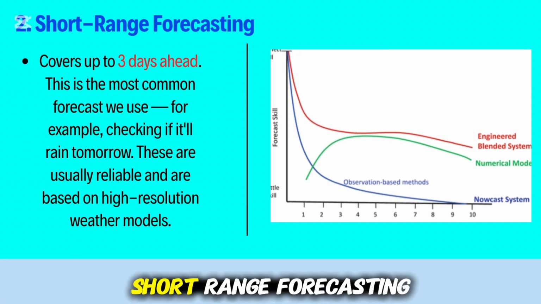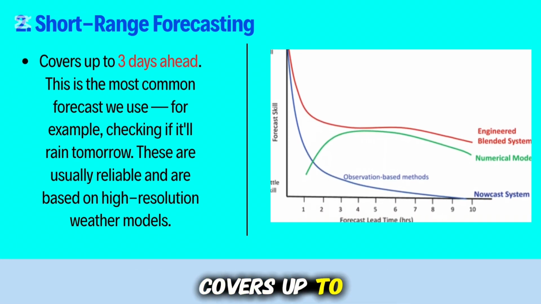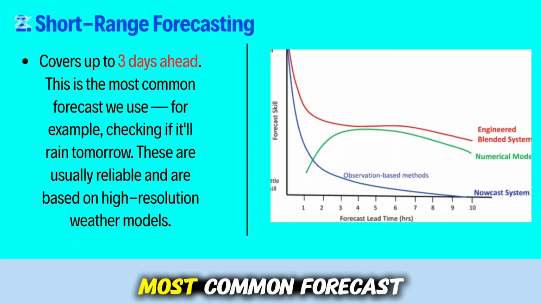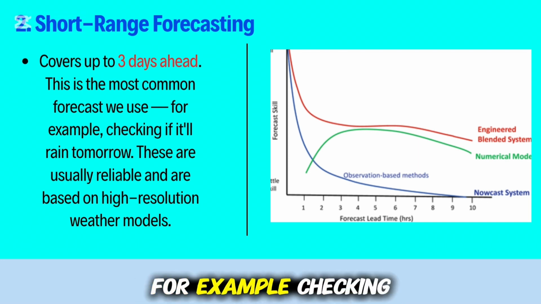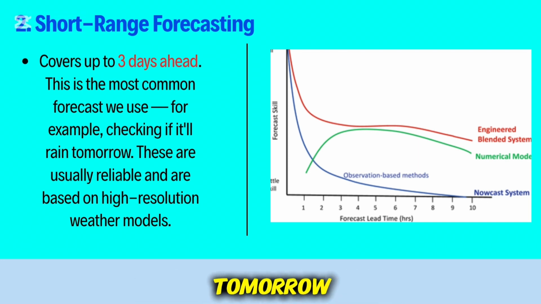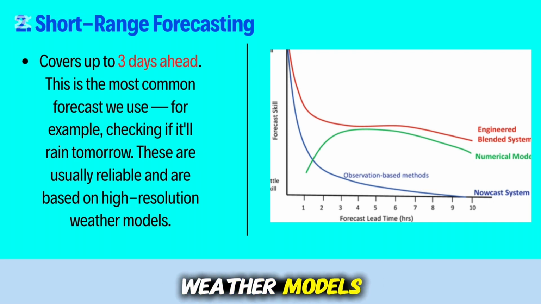Second, short-range forecasting. Covers up to 3 days ahead. This is the most common forecast we use. For example, checking if it'll rain tomorrow. These are usually reliable and are based on high-resolution weather models.